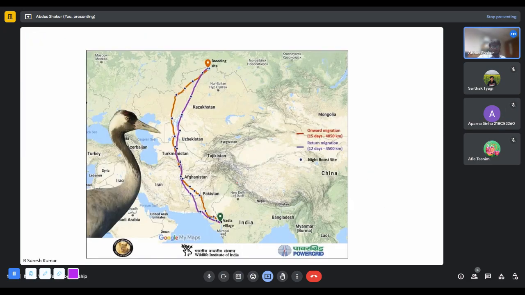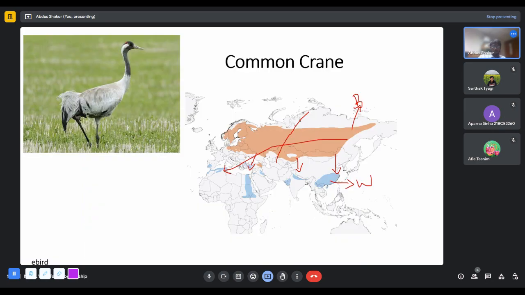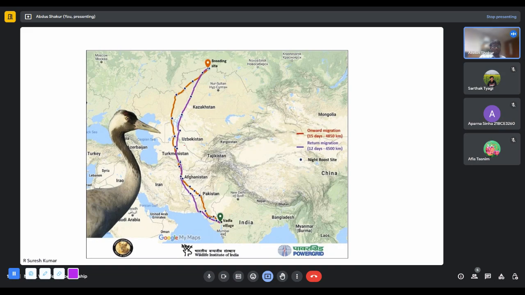There were a few individuals tagged by researchers from the Wildlife Institute of India in Gujarat, which went all the way into northern Kazakhstan. And if you see here, somewhere around this region, I presume, and then it came back using more or less roughly the same route.